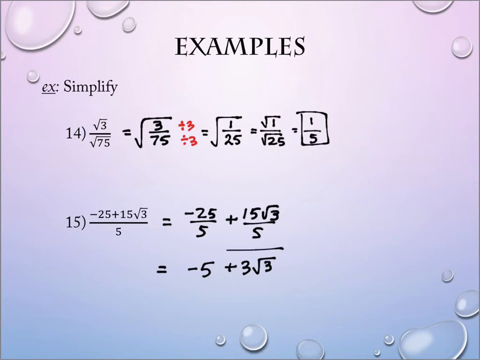Okay, so we are stopped at that point. We cannot combine the negative 5 and the 3 square roots of 3. They're not like terms. One of them has a radical, the other one doesn't. So at that point, we're stopped. Any questions on that?